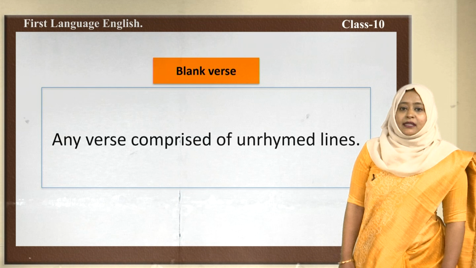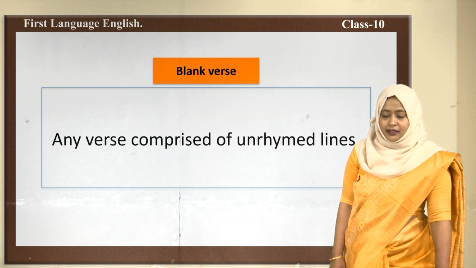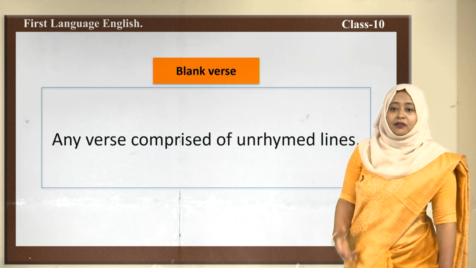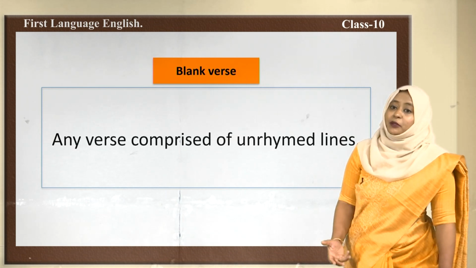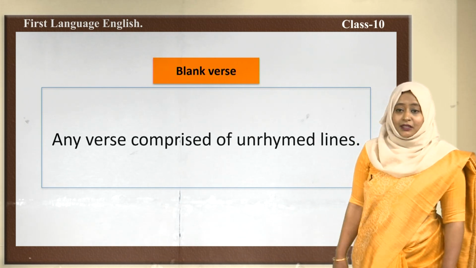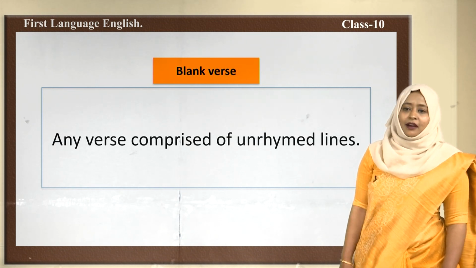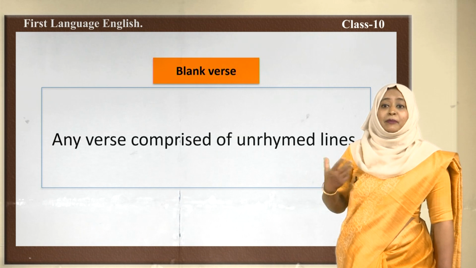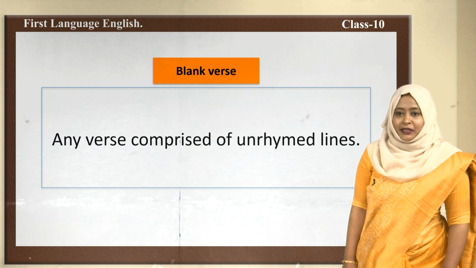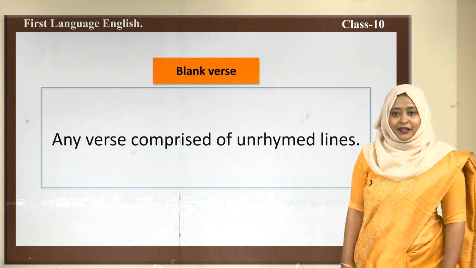The first one is the blank verse. The blank verse is comprised of unrhymed lines. So we generally see that from the time we have started going to school, we have been learning rhymes. The best rhyme we can all remember is Twinkle Twinkle Little Star, and then we can remember Johnny Johnny Yes Papa. All these are musical, where you remember the rhythm and the rhyme. But there are a few poems that are not rhythmic. They are unrhymed lines, and these types of poems are called blank verses.